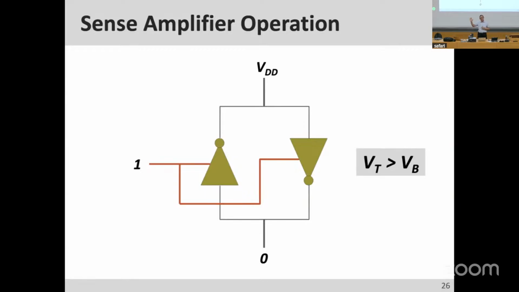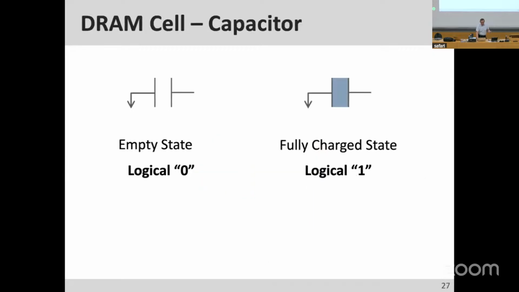You need to modify a cross-coupled inverter a little bit to make this happen. You don't need to know exactly how that works. You can learn about it on your own. But essentially, it's an SRAM cell. So now let's connect it to a DRAM cell.